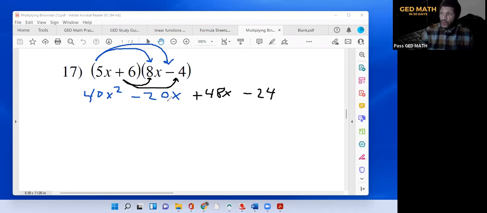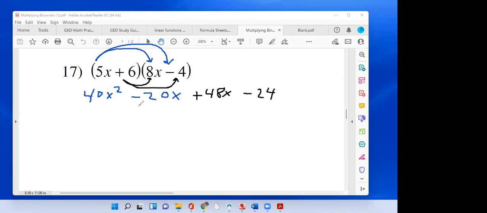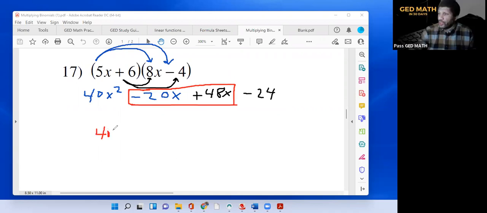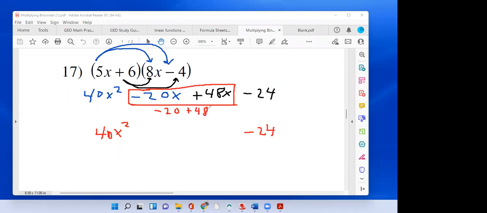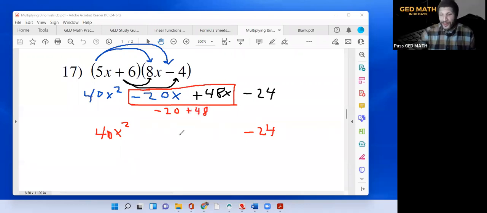Let me turn to red. Do we have any like terms? Yes, negative 20x and positive 48x. So we're going to bring down the 40x squared, and bring down the minus 24. And what is minus 20 plus 48? 28x. That's where you went wrong. 48 minus 20 is 28.